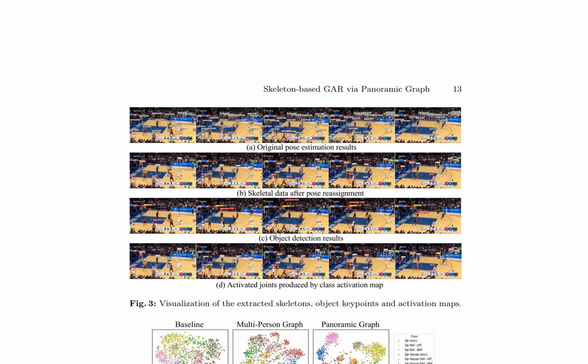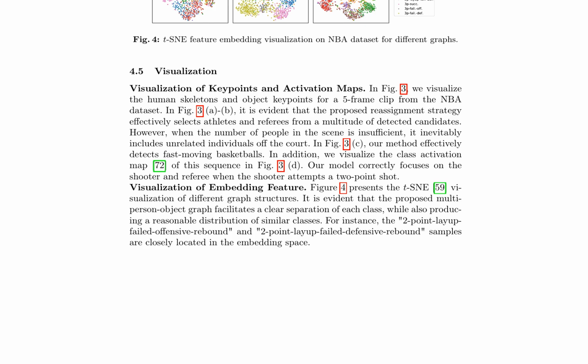The results demonstrate that the reassignment strategy successfully selects athletes and referees from a multitude of detected candidates, while also detecting fast-moving basketballs. The class activation map highlights the model's focus on the shooter and referee when the shooter attempts a 2-point shot. Furthermore, the authors visualize the TSNE feature embedding on the NBA dataset for different graph structures in Figure 4. The results indicate that the proposed multi-person object graph facilitates clear separation of each class, while producing a reasonable distribution of similar classes in the embedding space.